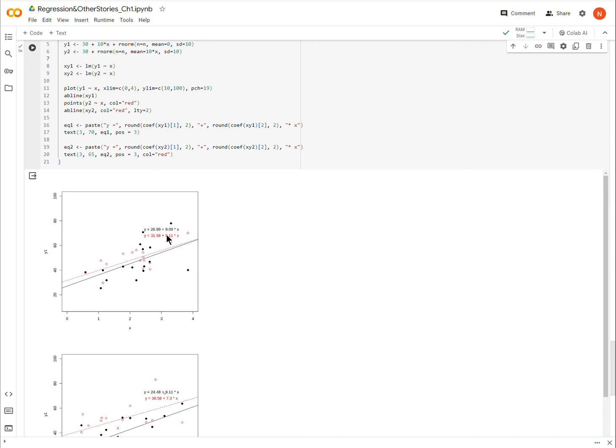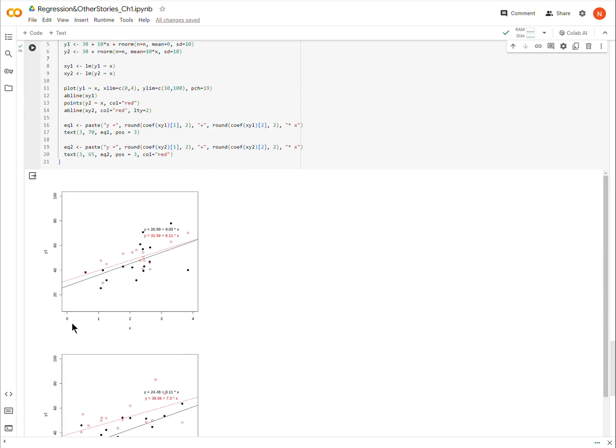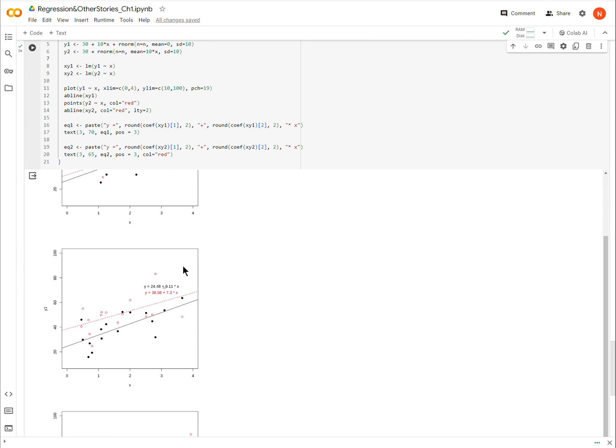One is that because of the larger standard deviation, there's typically more distance between a data point and the line. I've also had to expand the range of the y-axis, maybe overdid it a little bit. Up here we were going from about 20 to 75, and here we're going from about 10 to 100. That's to accommodate the larger spread in the data.